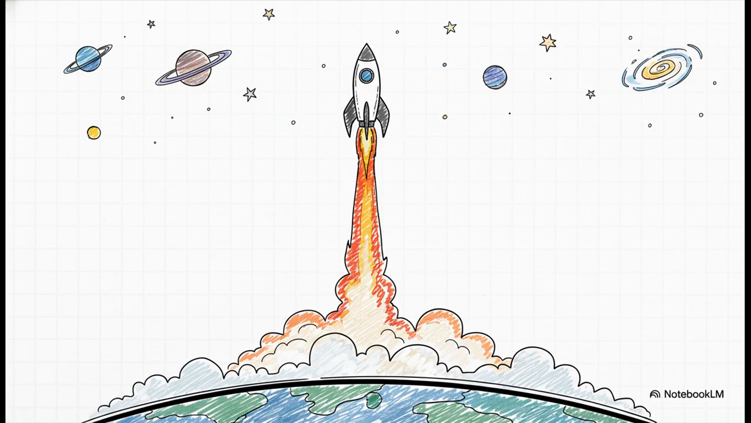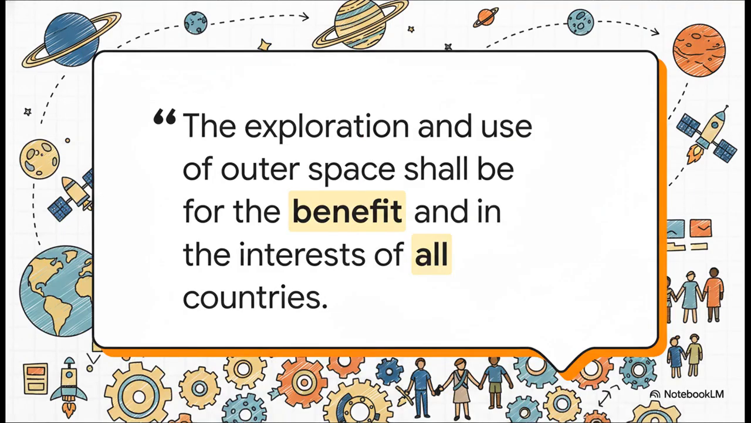So, we've gone from the depths of the ocean to the final frontier, outer space. As soon as humanity started pushing past the atmosphere in the last century, it became super obvious that we were going to need a completely new set of rules for this ultimate high ground. I mean, just listen to this one line from the Outer Space Treaty of 1967. It just perfectly sums up the whole spirit of space law.